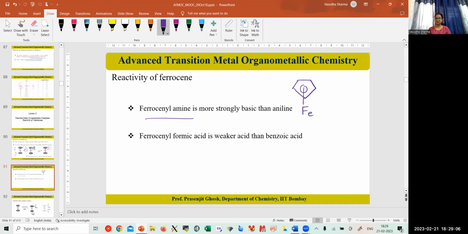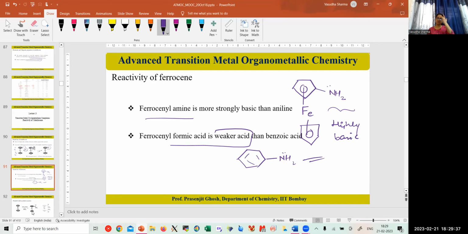Where you have an NH2 group over here, this is having a lone pair, which is involved in your Cp ring. Similarly, we have NH2 here, where this is a 6-member ring and this is a 5-member ring, but because of the high negative charge on the Cp ring, this becomes highly basic in nature compared to your normal aniline. Similarly, ferrocenecarboxylic acid becomes a weaker acid than benzoic acid.